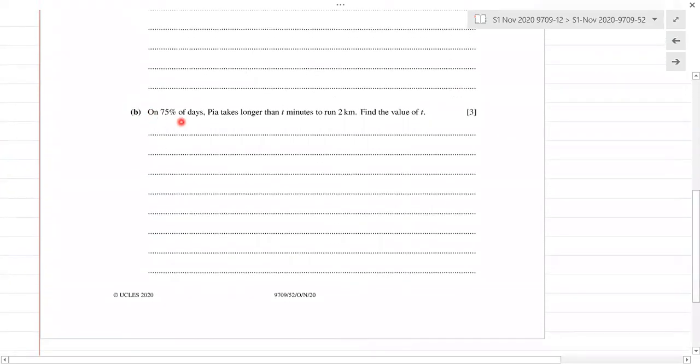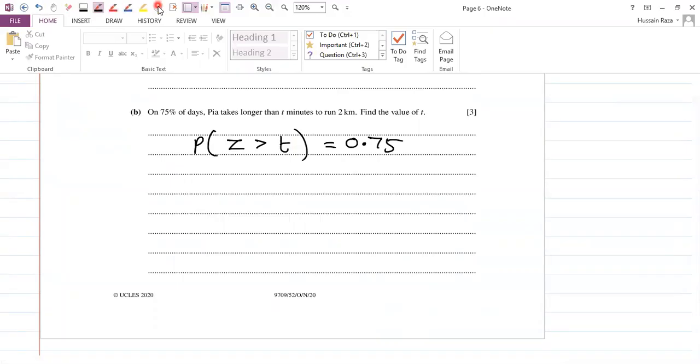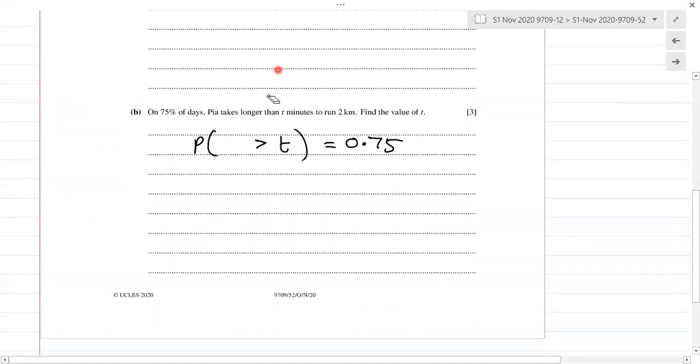Part B says on 75% of days, Pia takes longer than t minutes to run 2 kilometers. So she takes longer than t minutes on a certain day, and that's given as 0.75. That's the probability, which is 75%. Find the value of t. So we have to work out the value of t now. This would be given as x first, and we will have to standardize this to find the z value.